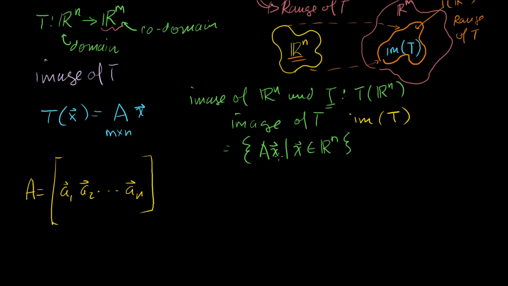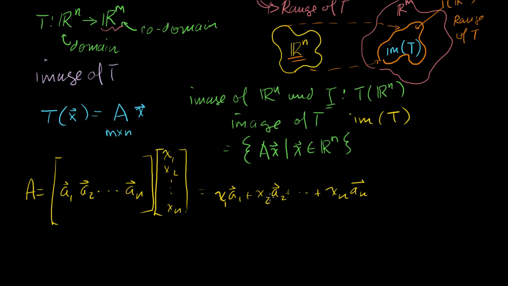And so if I multiply A times any x that's a member of Rn, x1, x2, all the way to xn, we've seen this multiple times. This is equal to the scalar x1 times a1, plus x2 times a2, all the way to plus xn times an. And we're saying we want the set of all of these sums of column vectors where x can take on any vector in Rn, which means that the elements of x can take on any real scalar values.